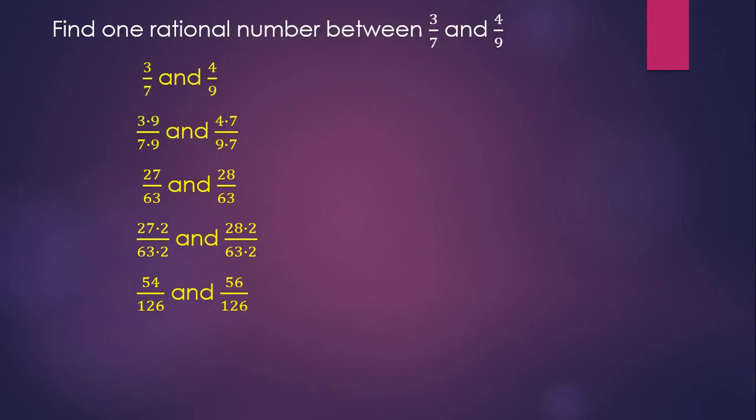4/9. Since there is a whole number between 54 and 56, I can say that 55, which is between 54 and 56, 55/126 is between 3/7 and 4/9. Remember, it's not the only correct answer, but it is an answer that is exactly halfway between those two numbers.